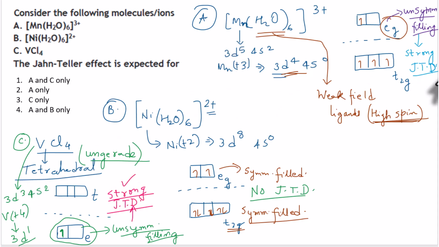So out of A, B, C, we have A showing strong Jahn Teller distortion and C showing strong Jahn Teller distortion: the manganese complex and the vanadium complex. So what will be the correct answer? The correct answer will be option 1, A and C only, and not B. We have already seen why this nickel complex will not have the Jahn Teller effect, because both the eg and t2g orbitals are symmetrically filled. I hope you understood this explanation, and I hope it is helpful, and thank you so much.